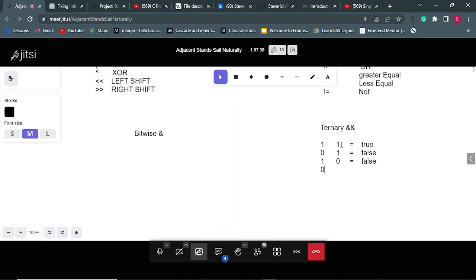If it is 0 and 0, then it will be false, because 0 means false, right? Now if both sides are true, since one means true, it will be true. But if one is true and the other is false, then it is false automatically.